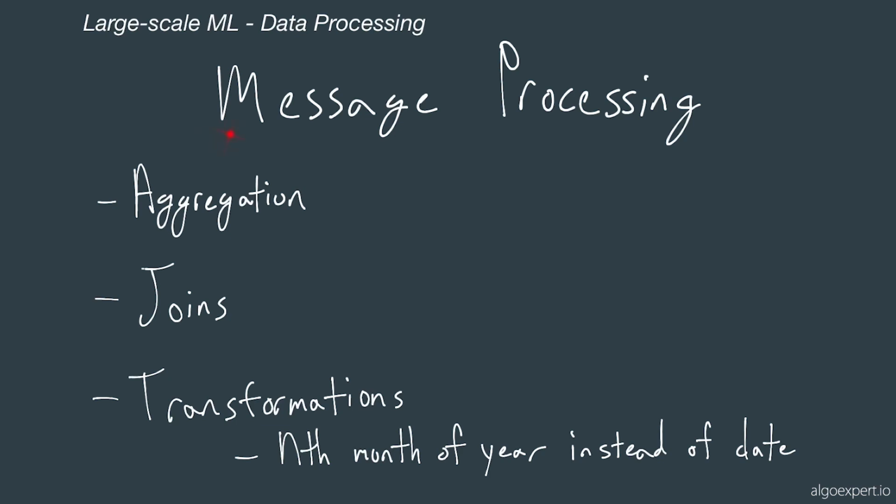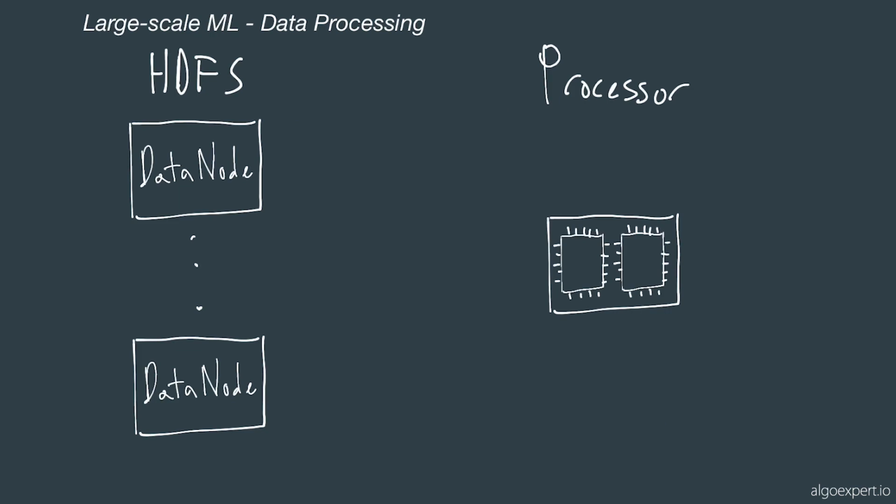So all of these messages, or these clickstream logs, that we now have in our HDFS layer need to be processed in some way. The processing could be aggregation, joins, or transformations. The question is, how do we actually plan on processing these data? One idea is that we could just have a compute resource. Here we have a dual-core machine. We'll send these messages to some processor to process that message.